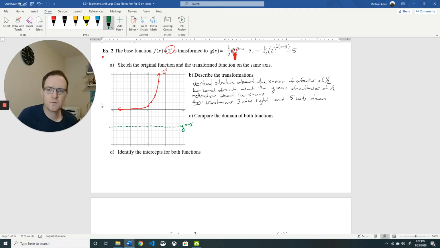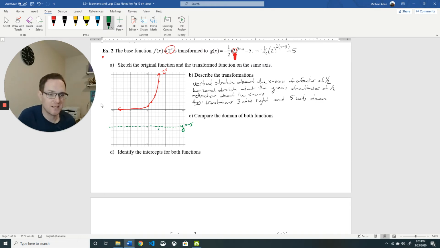And what else do we have here? We got a few other things going on here. So we have a vertical stretch by a factor of 1/2 and a reflection, right? So a vertical stretch by a factor of 1/2. So this point here is now 1/2. It squishes in and then reflects over to this point, then move down 5 units. So we're down to here now. And it moved over 3 units to the right.